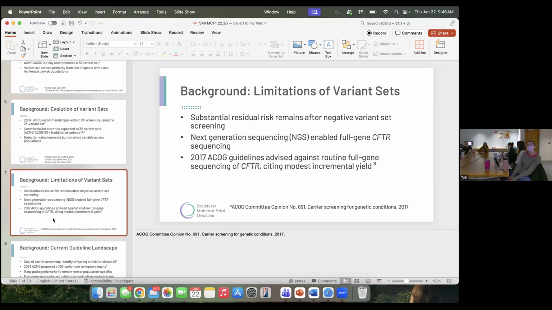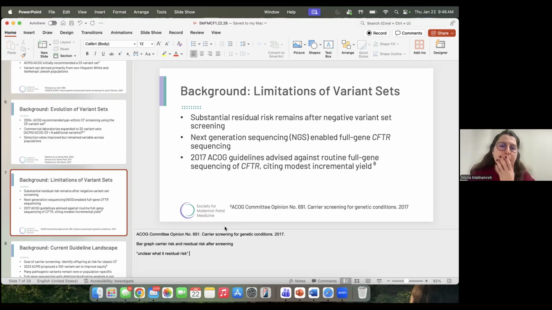Yeah. My comment on this bullet is similar to what was said. I think graphically illustrating the residual risk might be really valuable rather than just mentioning that substantial residual risk remains. So having a bar graph showing your carrier risk as a white, non-Hispanic, or Ashkenazi Jewish individual, and what your carrier risk is after screening, and see where the differences in shading are based on ethnicity. Or if it's not known, you can just say that it is unclear what the residual risk is after a negative variant set based on race, ethnicity, whatever. Gotcha. Yes.